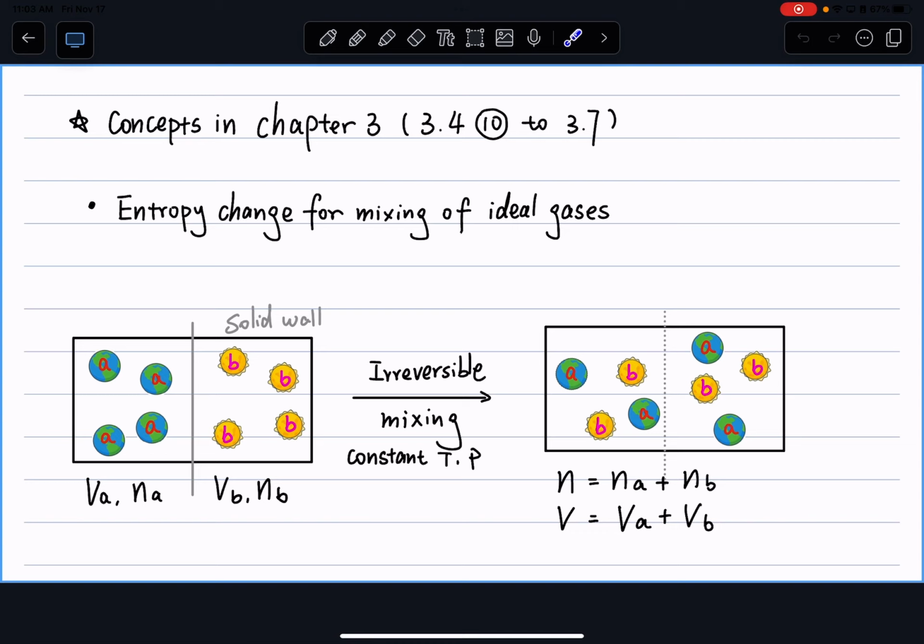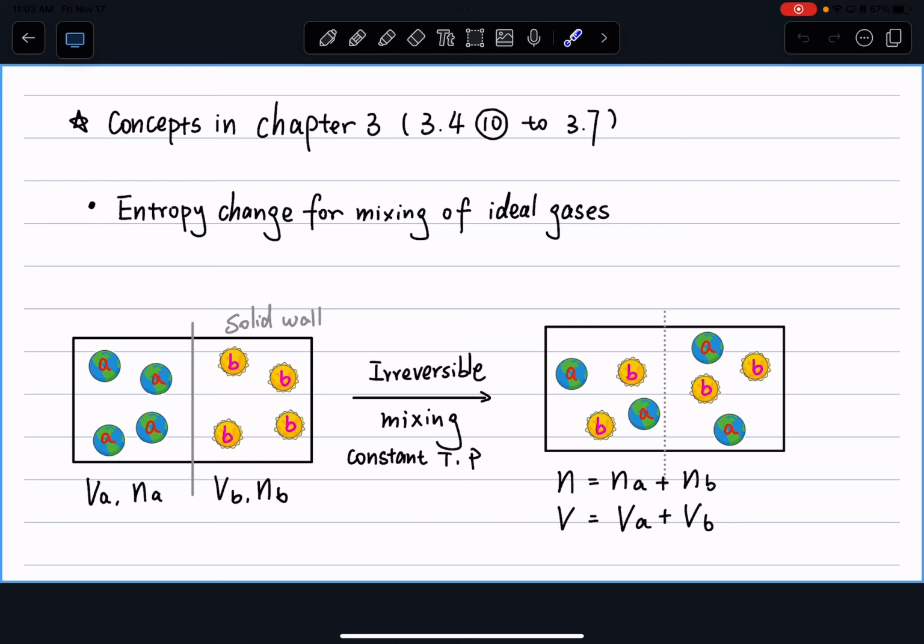Right after midterm 1, the first lecture we have is to pick up where we left over, which is talking about entropy. I want to use this as a nice example, because entropy change for mixing of ideal gases is one of the good examples that tells us more about what exactly entropy is. What is the physical meaning of entropy? If you're going to remember anything from this class, I hope you at least have an understanding of what exactly entropy is.